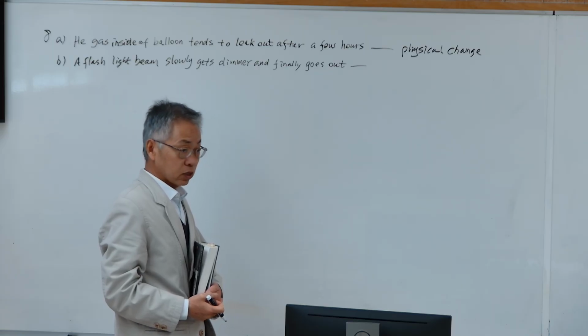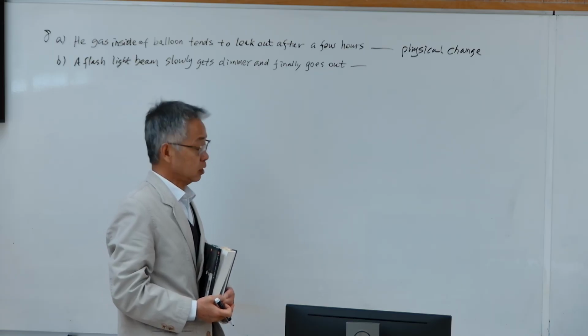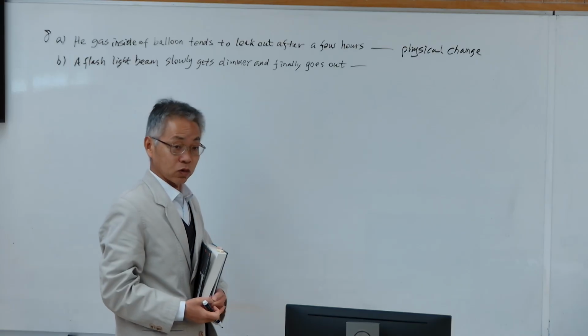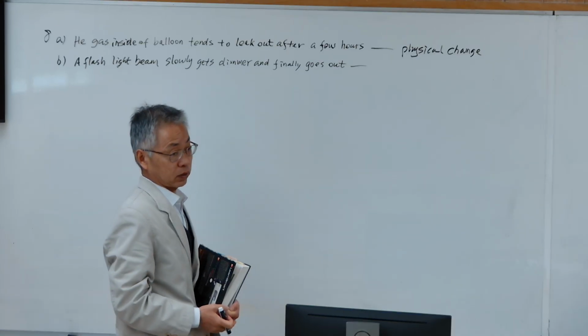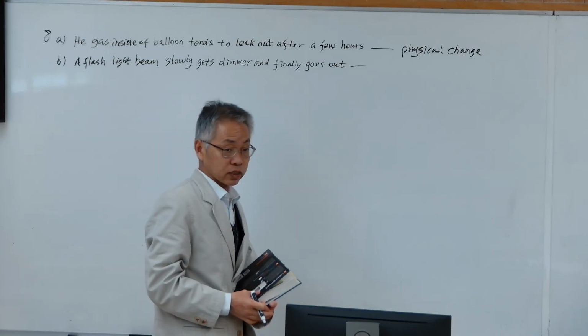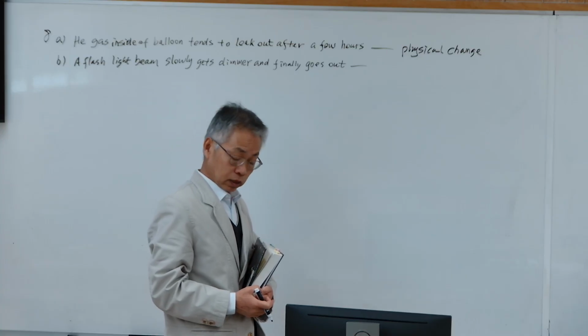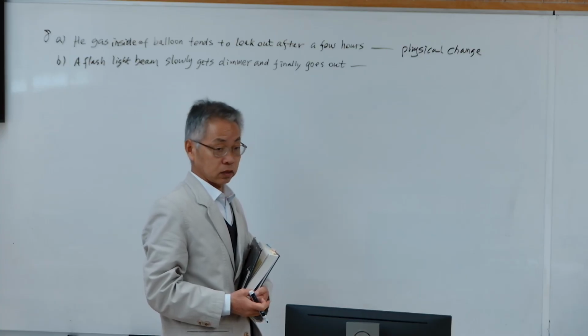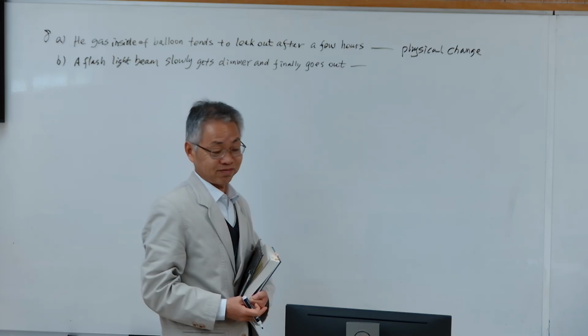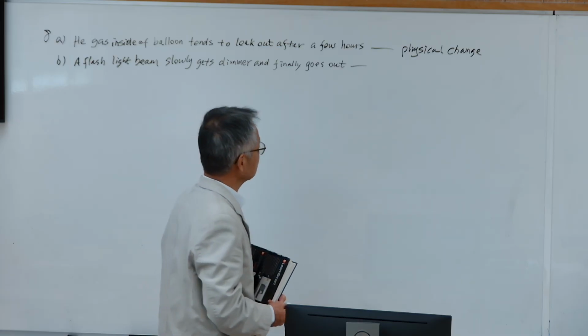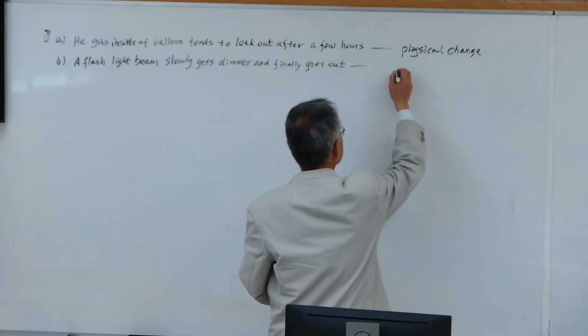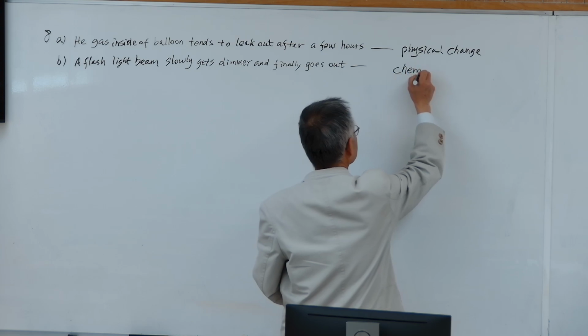The battery supplies electricity. The electricity comes from a chemical reaction inside the battery. If the chemical reaction is complete, then no electricity can be supplied to the flashlight, so it goes out. So clearly this is a chemical change.